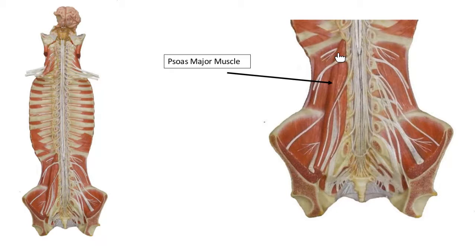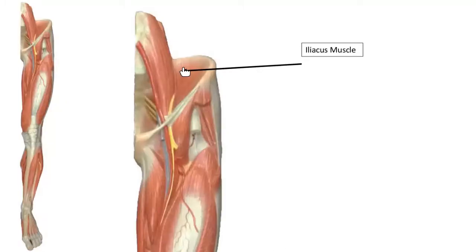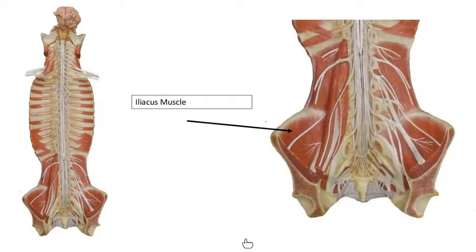Does anyone know what page this is on? 44? 44. Okay. So here's the psoas major on both. Now we're going to talk about the iliacus muscle. Here's iliacus. It sits in the iliac fossa of the os coxa, the anterior portion there. You can see it on this model here, and going back to page 44, you can see it here.